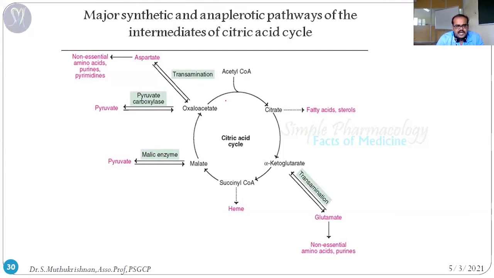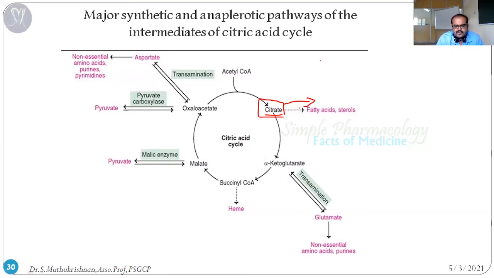So this slide is going to explain the exact pathway: major synthetic and anaplerotic pathways for intermediates of the citric acid cycle. First we can go for acetyl CoA. Acetyl CoA is converted into the citrate. That's the first process. The citrate may be involved in the synthesis of fatty acids and sterols. Otherwise, once the process continues, the citrate is converted into alpha ketoglutarate.